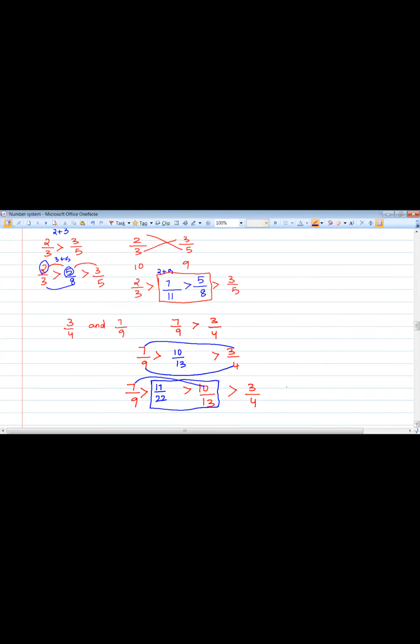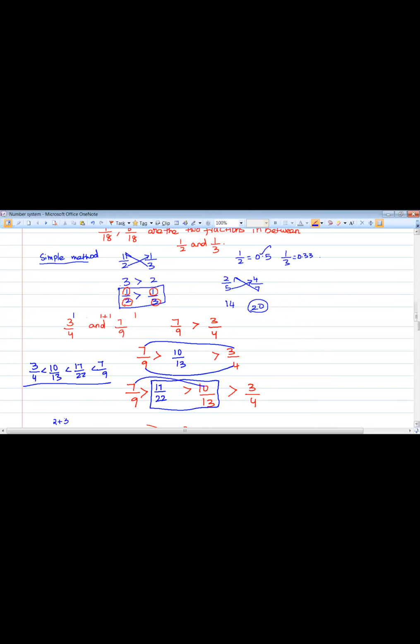Yes, you can write it in ascending order also. Nothing wrong with that. So while you are writing in ascending order, then what we have to do? We have to write 3 by 4 is less than 10 by 13 is less than 17 by 22 is less than 7 by 9. It will come just opposite like this. So hope you all understand how to find out the answer for this question.